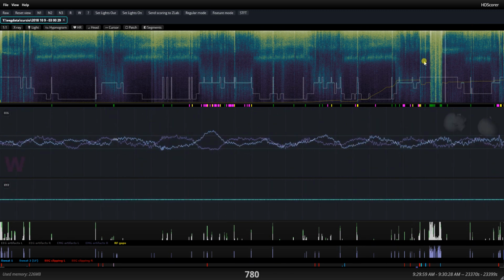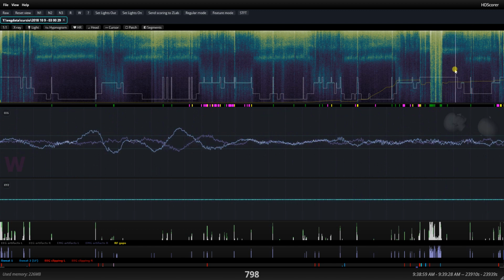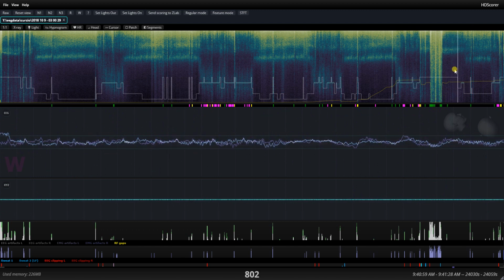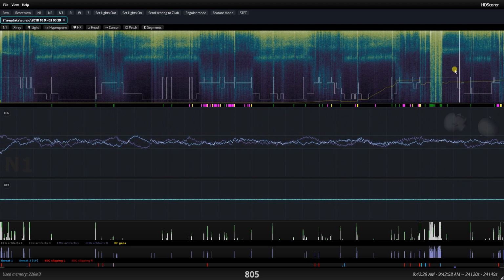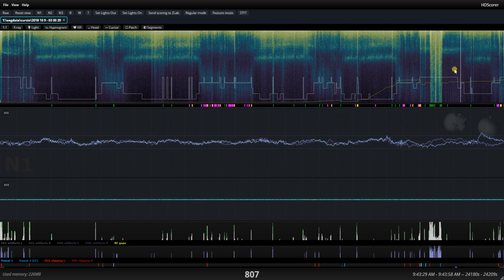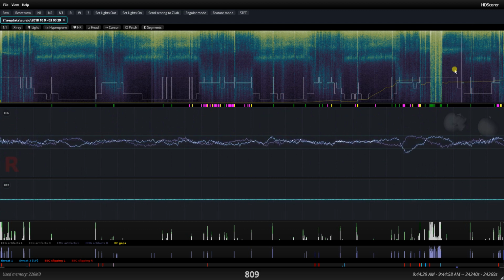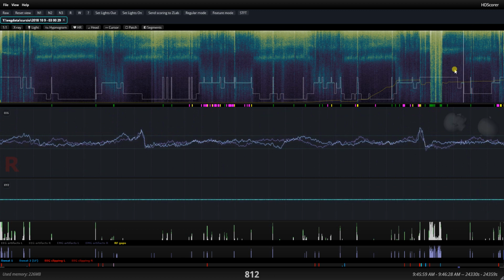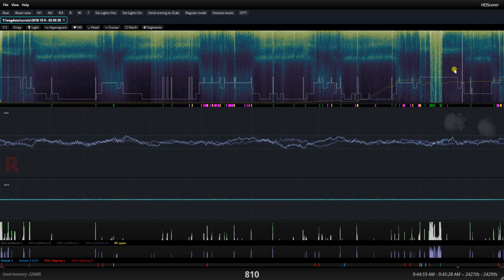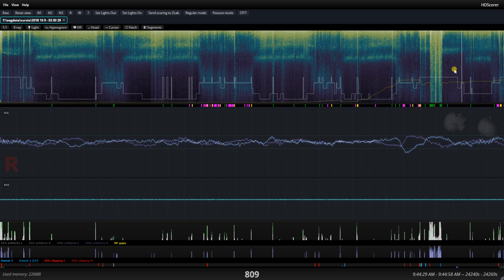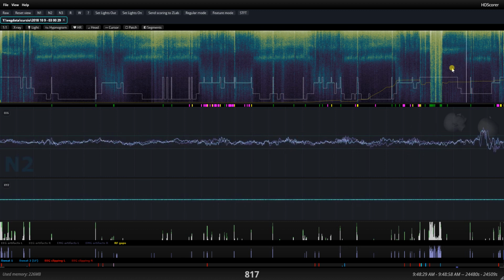So there is one case of artifacts that I haven't really examined yet. I think this is N1. I'm going to go with N1 on that. And here I would correct it to N2. Okay. So this was a very hard transition. So I'm going to REM to wake, back to REM, back to N2.